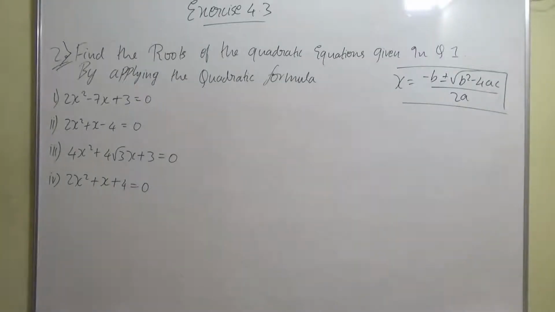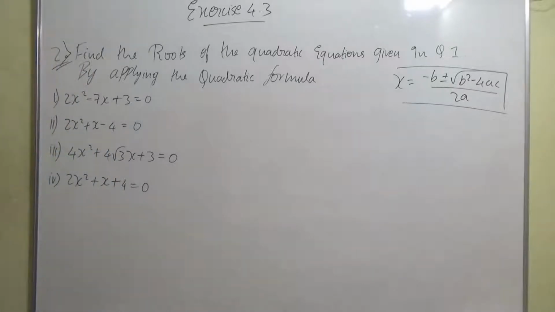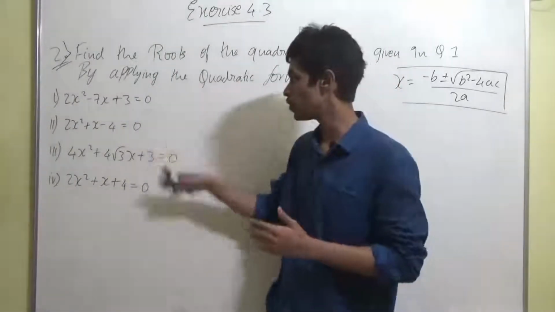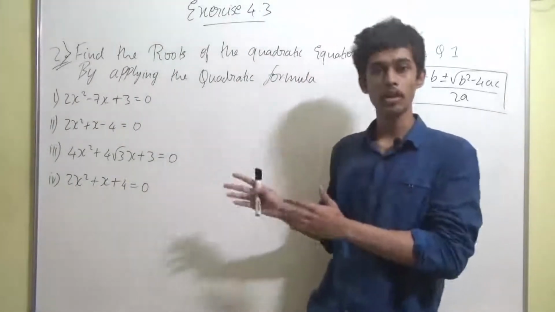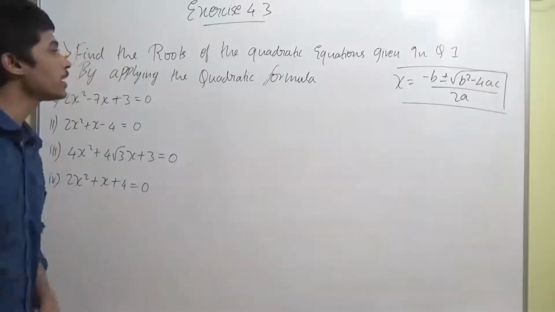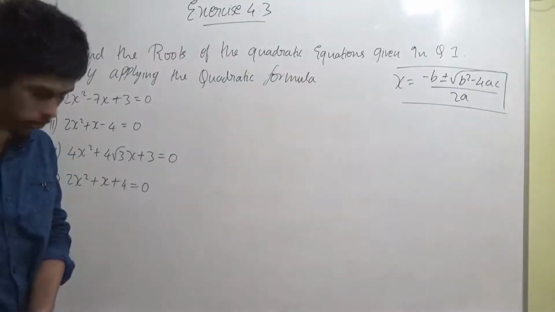Okay, guys. Now let's go to question number 2 of exercise 4.3. Question number 2 says, find the roots of the quadratic equation given in question number 1 by applying the quadratic formula. Okay, guys, in question number 1, what did we do? We solved all these 4 questions. It's the same question. We solved it using the completing the square method. Now they're saying solve the same question using the quadratic formula, right?